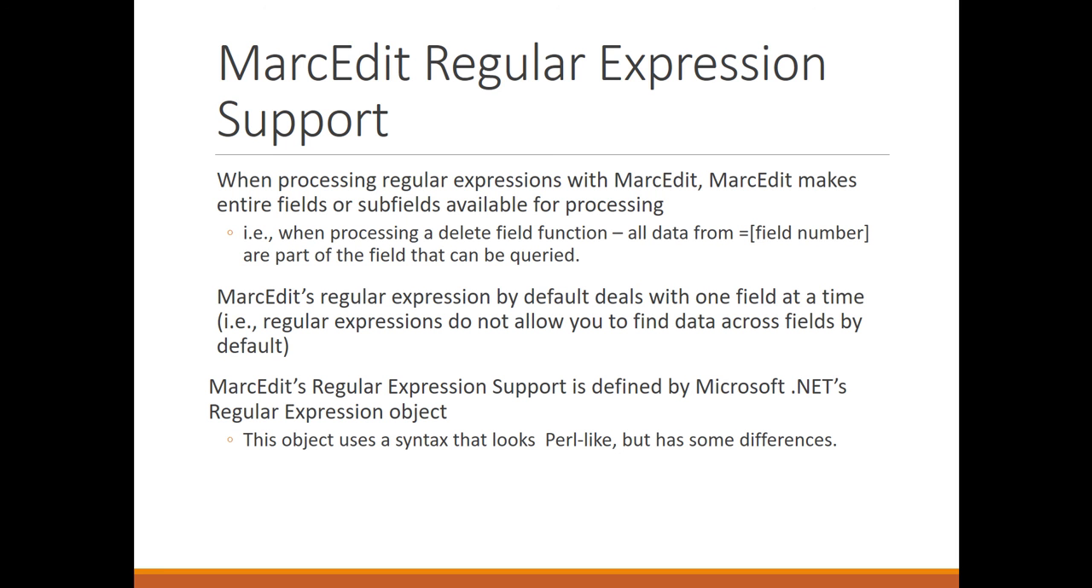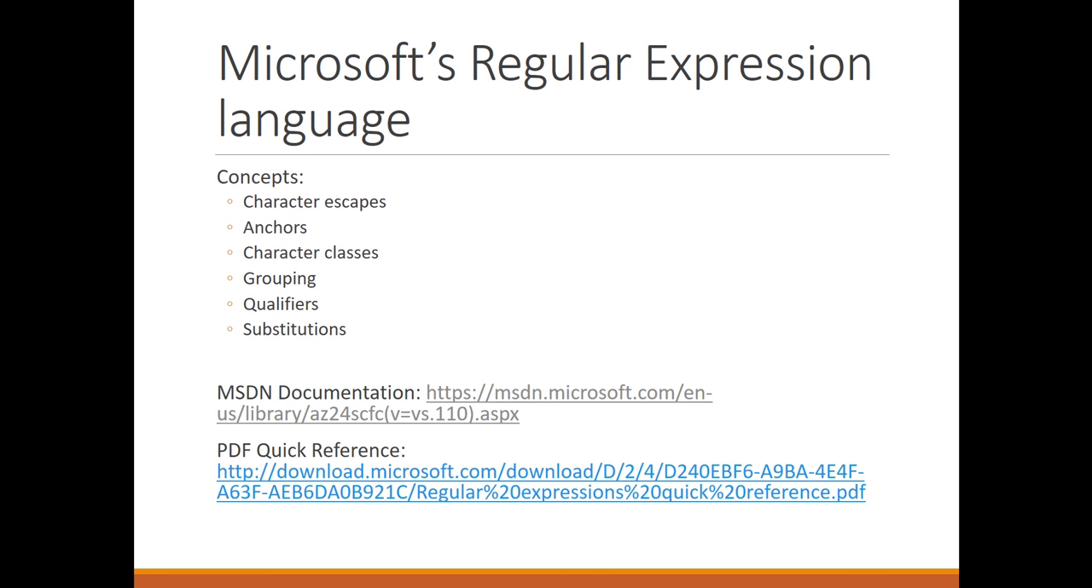The expression syntax is fairly Perl-like. I have a feeling when Microsoft developed the regular expression engine in .NET, they borrowed heavily from things like Smalltalk and Ruby, and I have a feeling that Perl's expression engine was one of the things that they looked at closely when they were building it. So this is the kind of base layer. All right, so Microsoft's regular expression language is broken into a lot of different parts. So you have these character escapes, anchors, character classes, groupings, qualifiers, and substitutions.